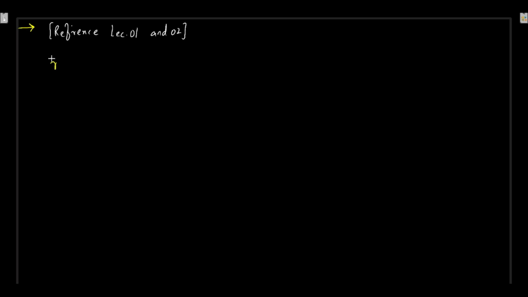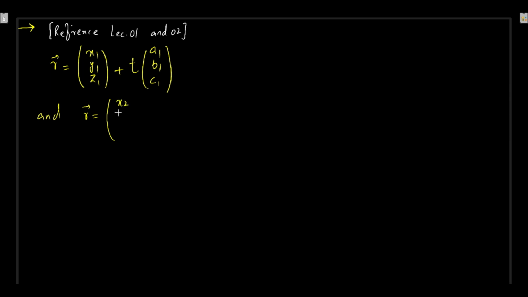Next, we are given two lines: r vector equals x1 y1 z1 plus t times a1 b1 c1, and r vector equals x2 y2 z2 plus s times a2 b2 c2. These are the vector equations of two lines. Now, how to write the vector equation of a line? You must watch reference lecture number 1 and lecture number 2.